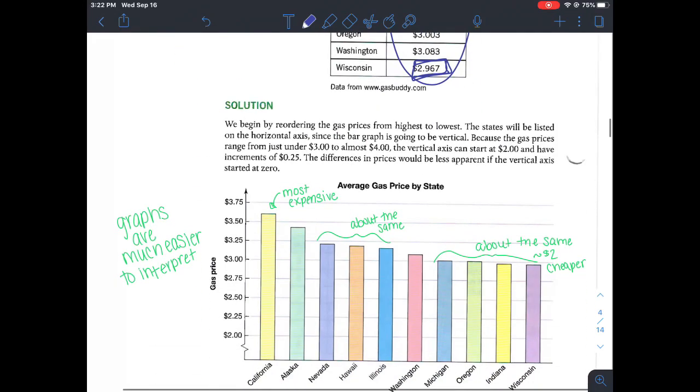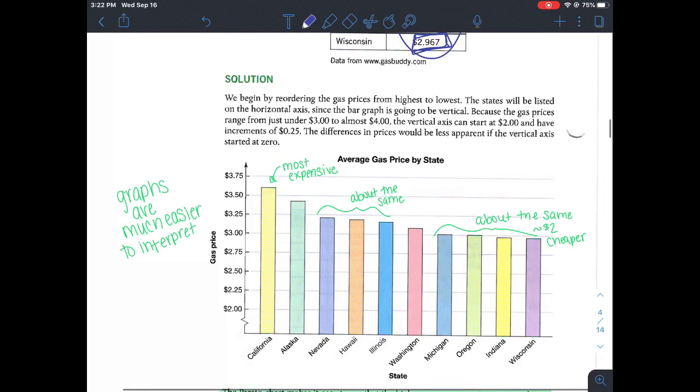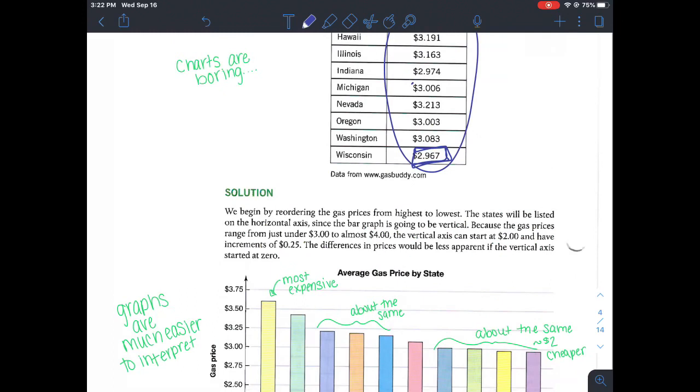I don't like that. Graphs, these bar graphs, are much easier to interpret. From here, like I said, I like it from greatest to least. I can see that California has the most expensive gas prices. Nevada, Hawaii, and Illinois are about the same, and Michigan, Oregon, Indiana, and Wisconsin have the cheapest. They're all around $2.